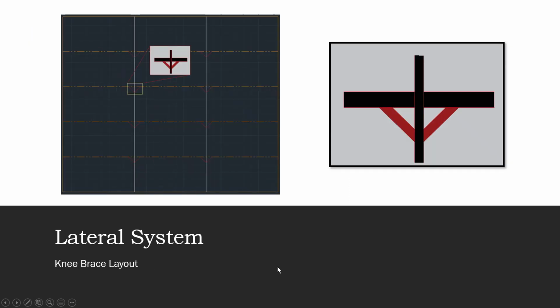The second lateral system we chose for this alternative was the knee brace. And this is a typical knee brace layout that we would use. And on the right you can see how the knee braces would be oriented.